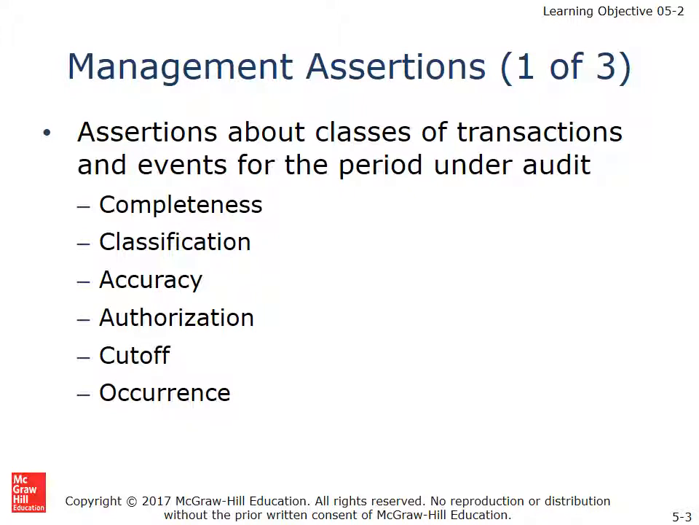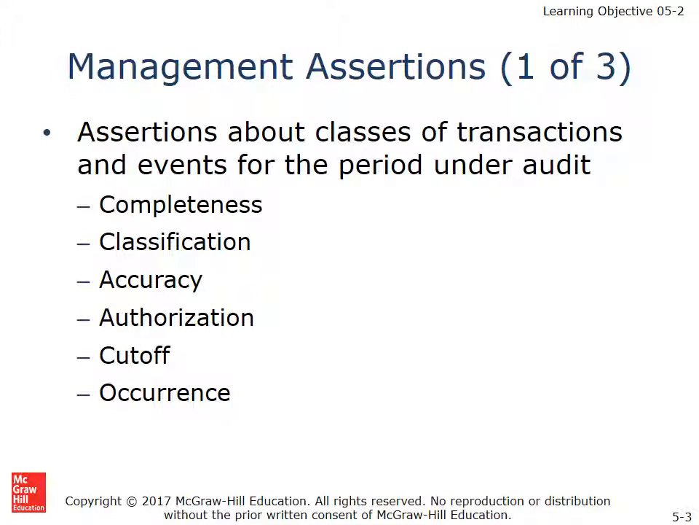Classification. Are transactions and events recorded in the proper accounts? Management asserts that maintenance costs to repair a machine that do not add to usefulness are charged to repairs and maintenance. So this first area deals with management's assertions by the transaction: occurrence, existence, completeness, authorization, accuracy and valuation, cutoff, classification, understandability. There's a great table on page 132 that summarizes that.